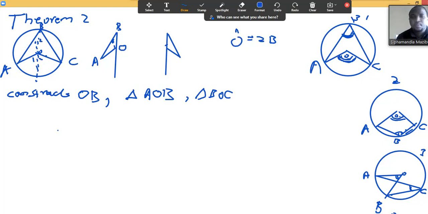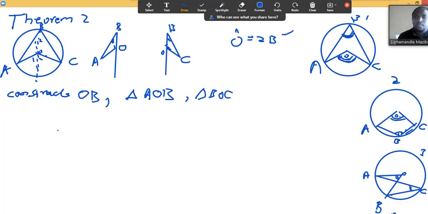Let's look at this one. So here we'll have C, B, but this B here is B2, and we also have O. So this would be O2. So we need to prove this theorem here, because it's our theorem.